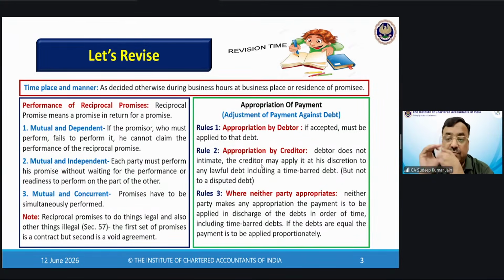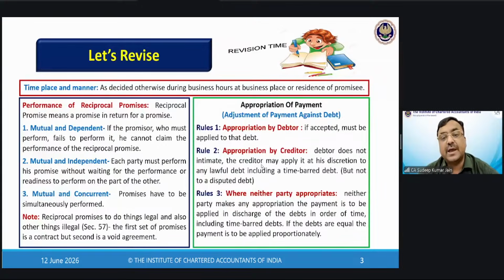Appropriation of payment. For this point, we have discussed an example of multiple debts. If any one person has multiple debts and a lump sum payment is made, then for which bill or which invoice the payment is to be adjusted is called appropriation of payment.